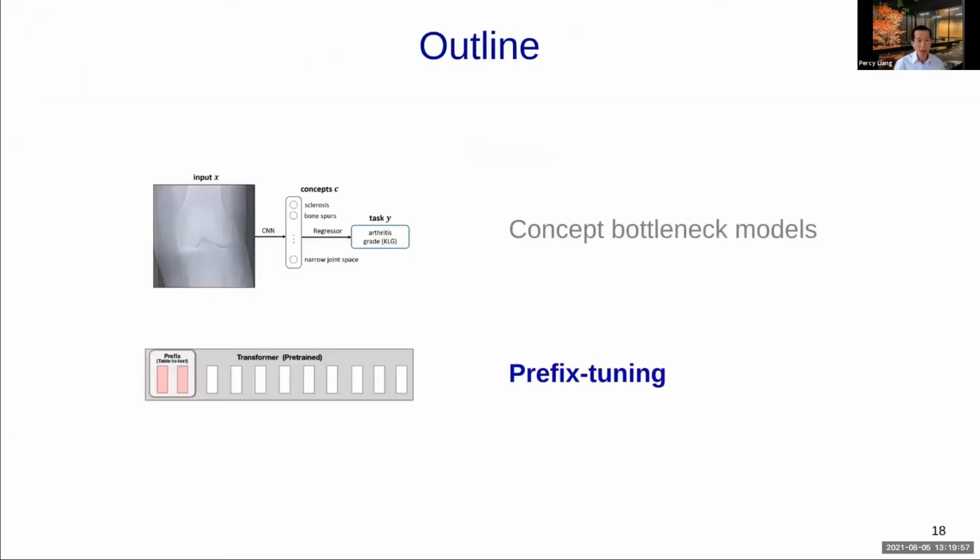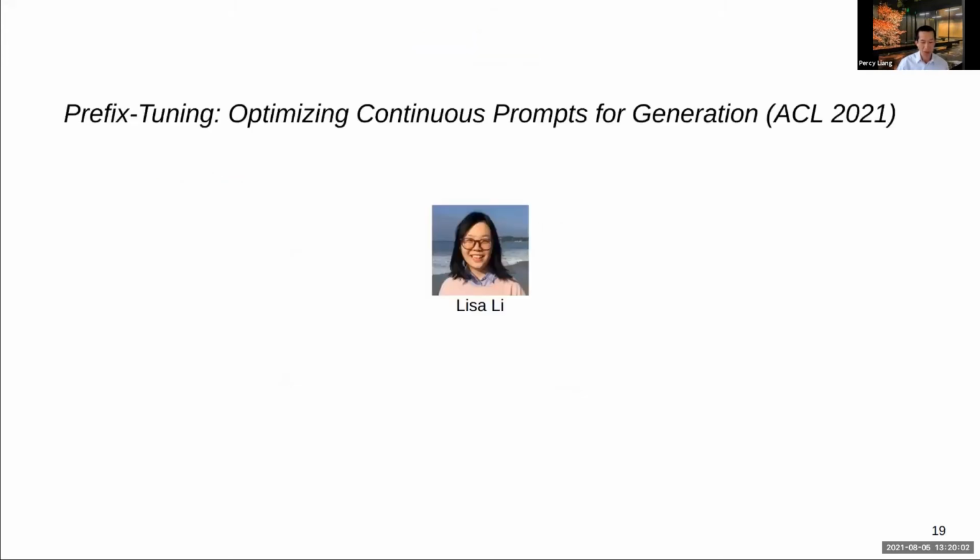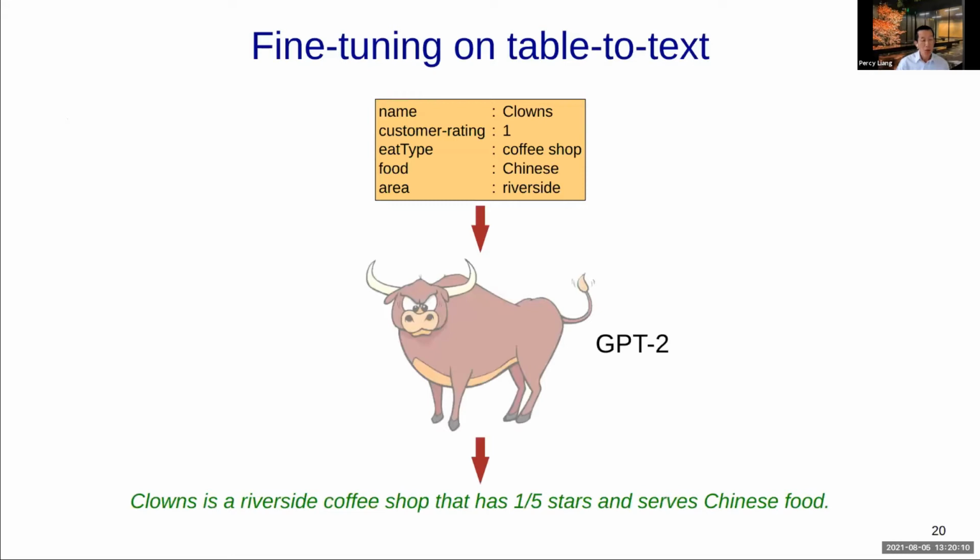Okay, so let me move on to the second part of the talk, which is going to be about prefix tuning. This is joint work with my student, Lisa, and it was published at ACL this year. So let's go to the task of table to text. You're given a structured table of facts, and you're asked to produce a fluent English sentence that describes the semantics of what's in the table.